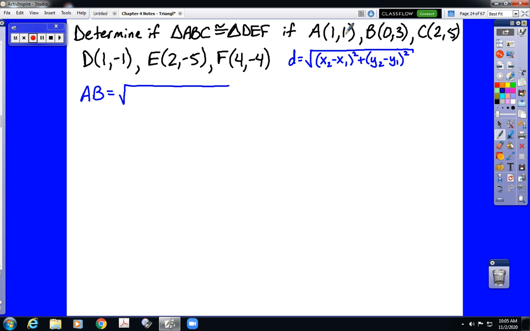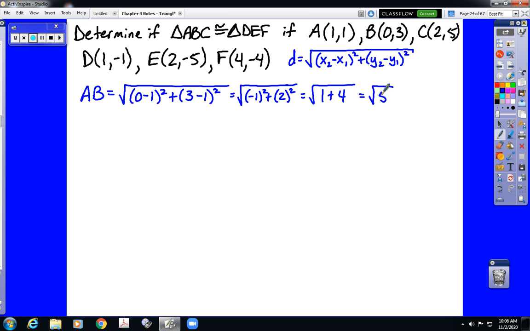x1 and y1. So x1 is 1, y1 is 1. And B is x2 and y2, so 0 and 3. That would mean that the distance formula would be 0 minus 1 quantity squared plus 3 minus 1 quantity squared. So you can type that directly into your calculator, but if you don't like to use your calculator, that would be negative 1 squared plus 2 squared, which would be 1 plus 4, meaning that the distance between those two is the square root of 5 units.